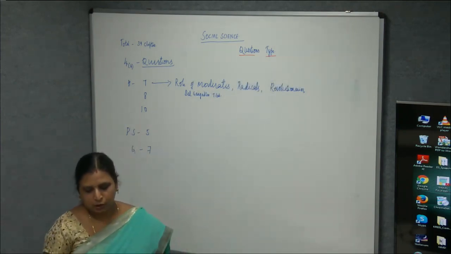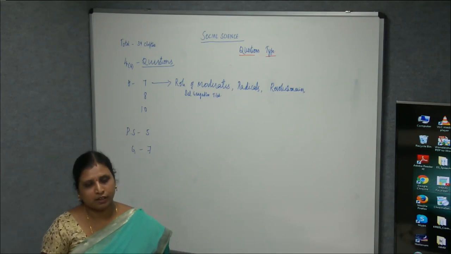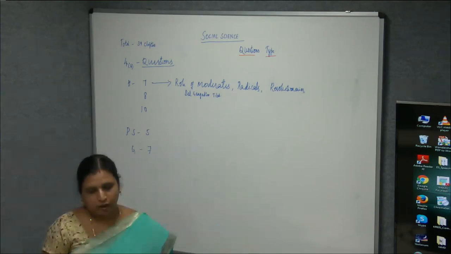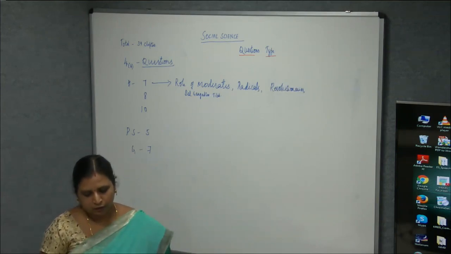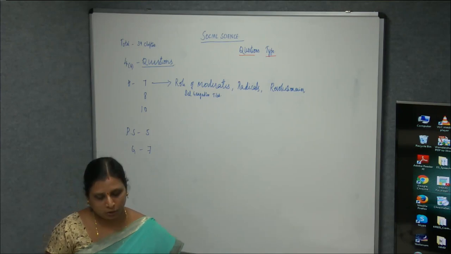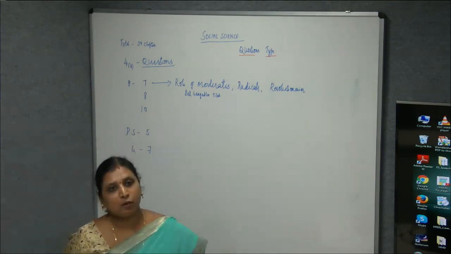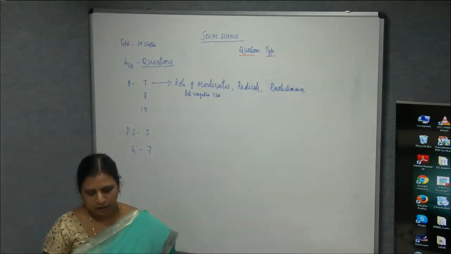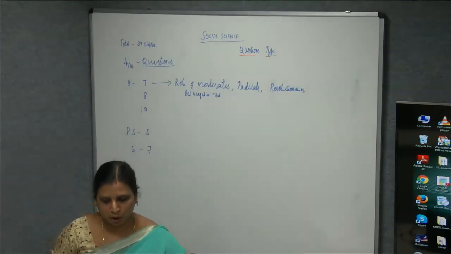Subhash Chandra Bose was a revolutionary patriot, and he founded the Congress Socialist Party. He became the president of the Haripura Convention, founded the Forward Bloc, and he also founded the INA in Tokyo. He called for Delhi Chalo and said, give me your blood, I will give you Indian independence. And he entered India from the Burma border.